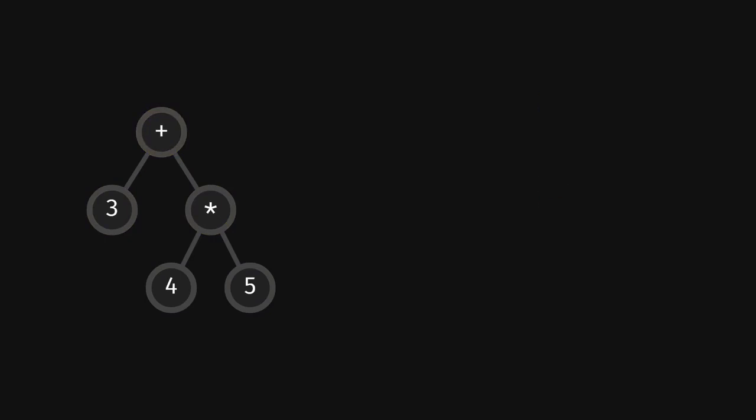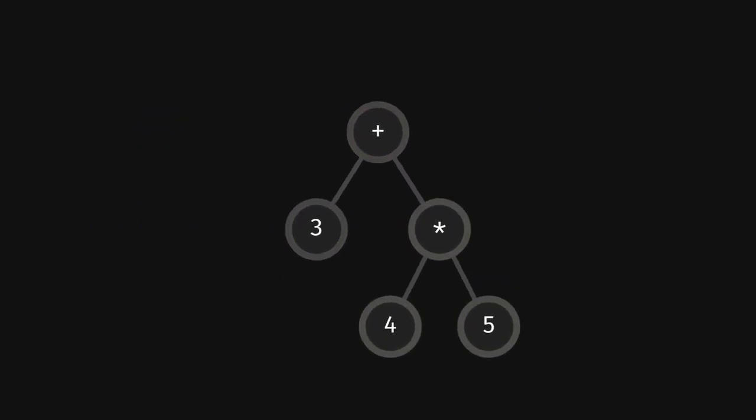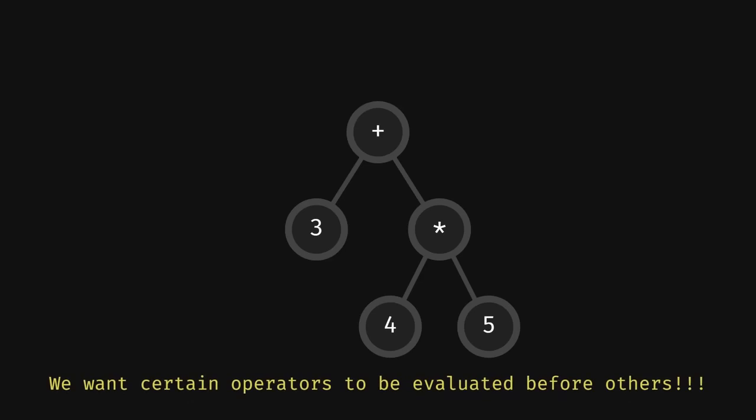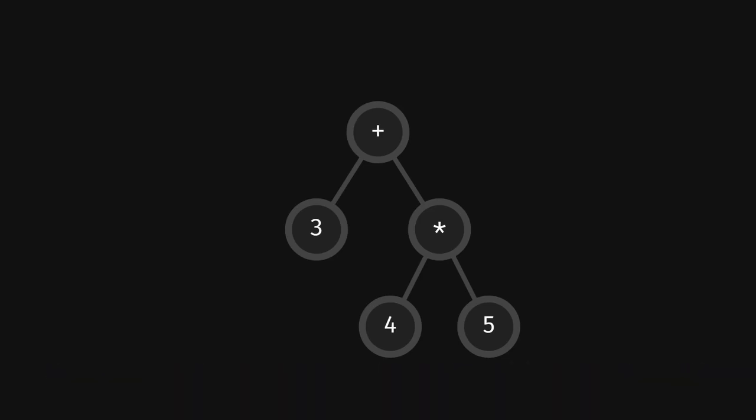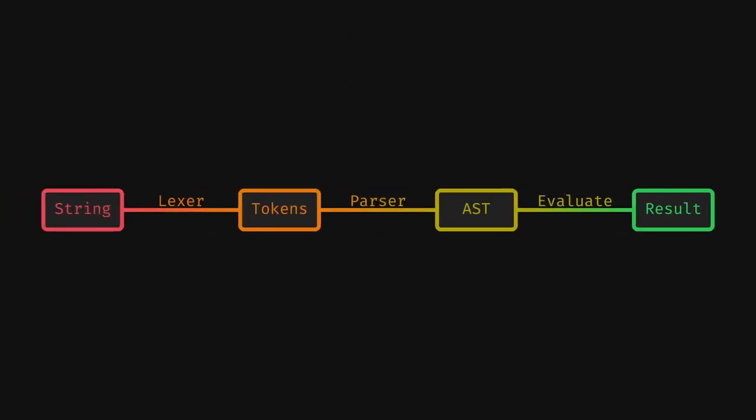From this, you should see one major thing. The lower the subtree is, the sooner it will get evaluated. So why is this important? Well, we want certain operators to be evaluated before others. So we can enforce that by making sure that those sub-expressions are lower on the tree. Now, armed with this new info, let's step back to step 2, the parsing.